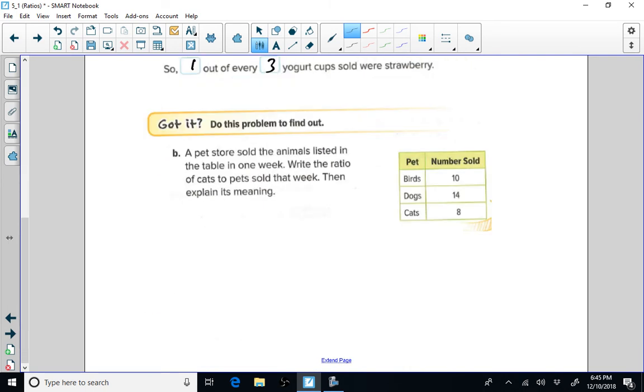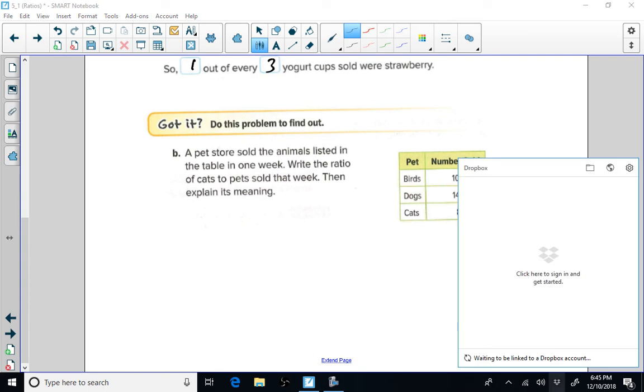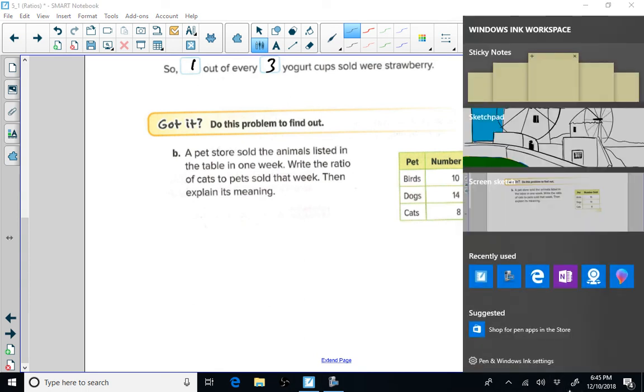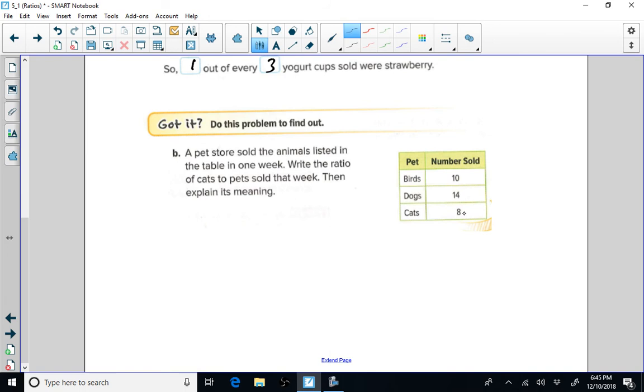Let's take a look at this next example. A pet store sold the animals listed in the table for a week. Write the ratio of cats to pets sold that week. Then explain its meaning. Well, cats to pets. I need to know the total number of pets. Well, what's the total number? 10 plus 14 is 24. 24 plus 8 should be 32, right? That would be the total number of animals.